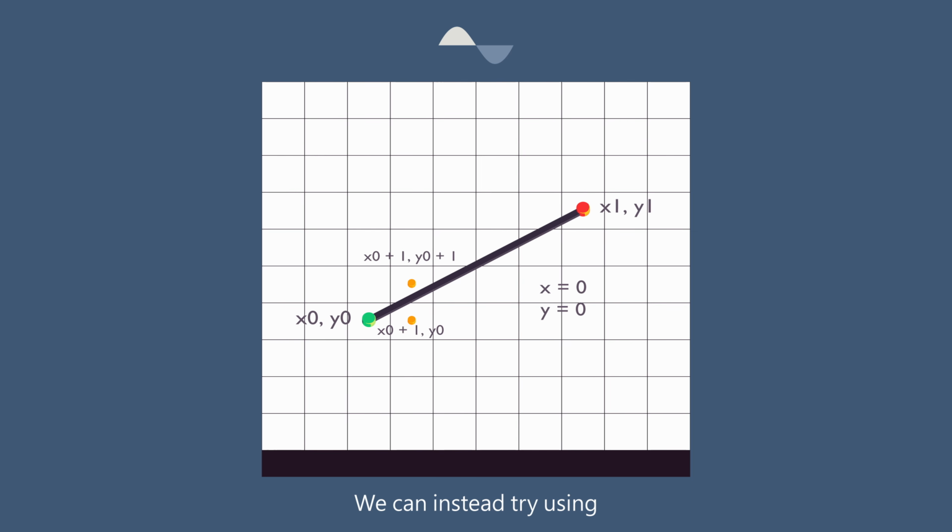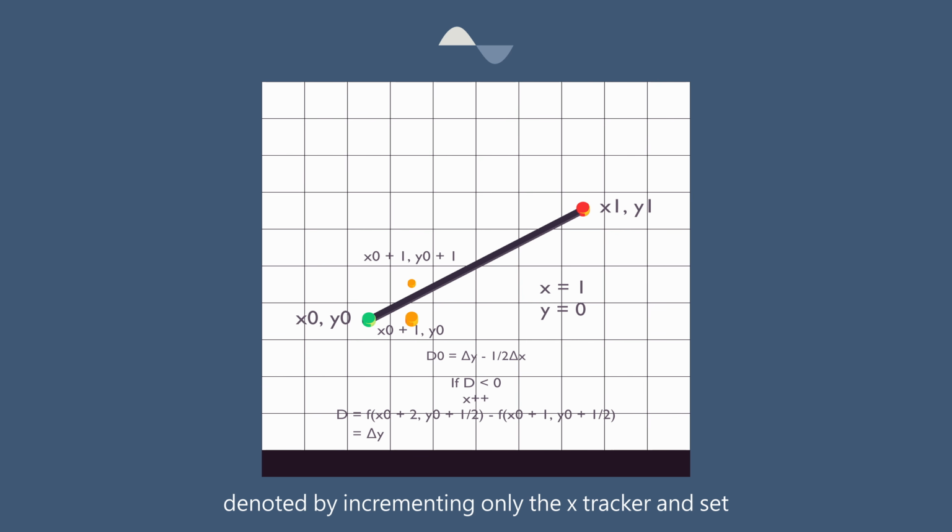We can instead try using the difference between these points instead. We can define the initial difference as d equal to function x0 plus 1, y0 plus 1 half minus function x0, y0, simplified to delta y minus 1 half delta x. D will act as our decision parameter, where if d is negative, we remain at the same height, denoted by incrementing only the x tracker, and set d equal to function x0 plus 2, y0 plus 1 half minus function x0 plus 1, y0 plus 1 half, simplified to delta y.